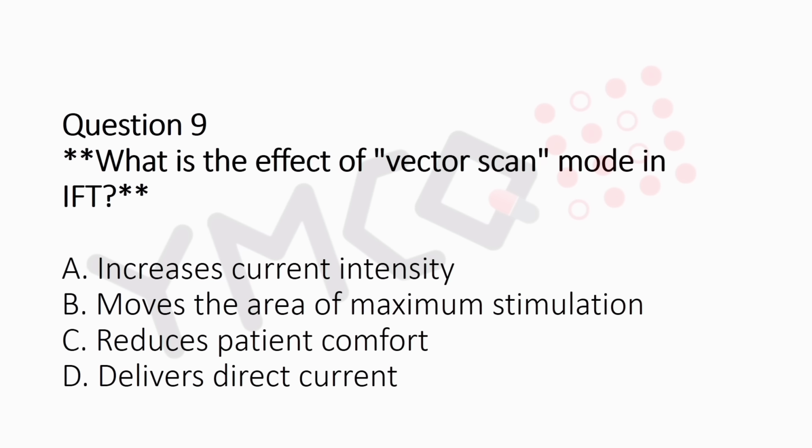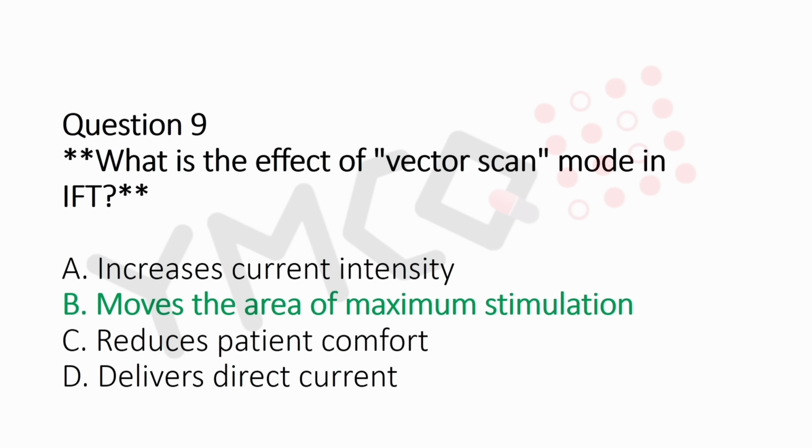What is the effect of vector scan mode in IFT? Option A, increases current intensity. Option B, moves the area of maximum stimulation. Option C, reduces patient comfort. Option D, delivers direct current. And the answer is option B, moves the area of maximum stimulation. Now let's move to question number 10.